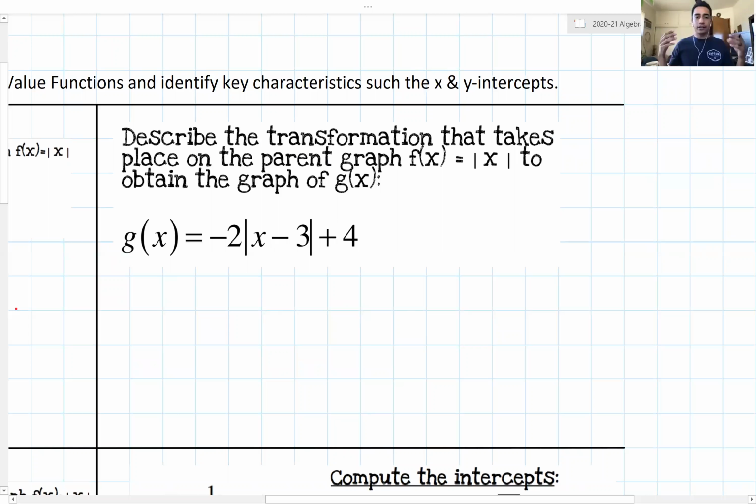The question seems technical, but we're just asking you to tell me what happened from f of x to get to g of x, okay? And it's similar to the way they phrase things on the SBAC as well. The questions on the SBAC are formulated in a way that is sometimes hard to understand, okay? So describe the transformation that takes place on this function to get to the next one, all right? That's literally all it means, all right?